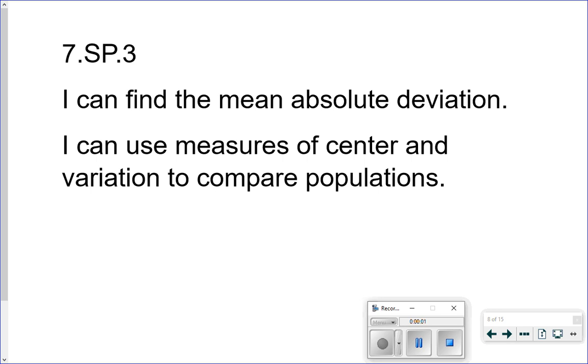Today we're going to be looking at how to find mean absolute deviation. This is actually information from the 6th grade book that they assume you have had already. But of course you may or may not have done it in 6th grade and you may or may not remember it, so we're going to review it here today. Our I can statements for today are: I can find mean absolute deviation, and I can use measures of center and variation to compare populations.